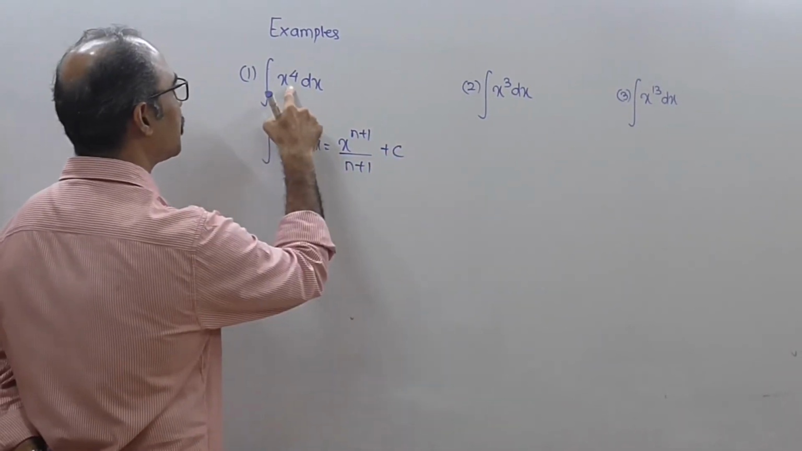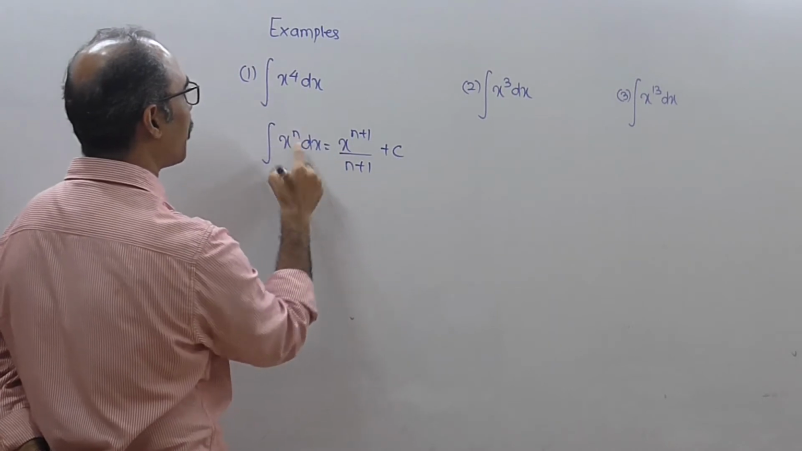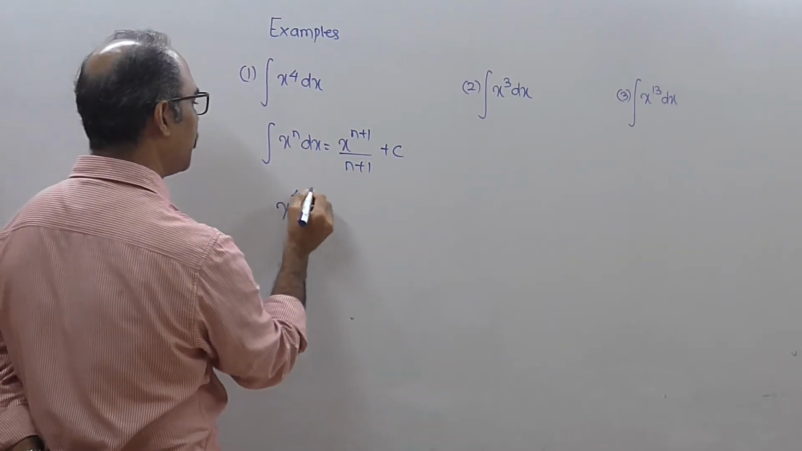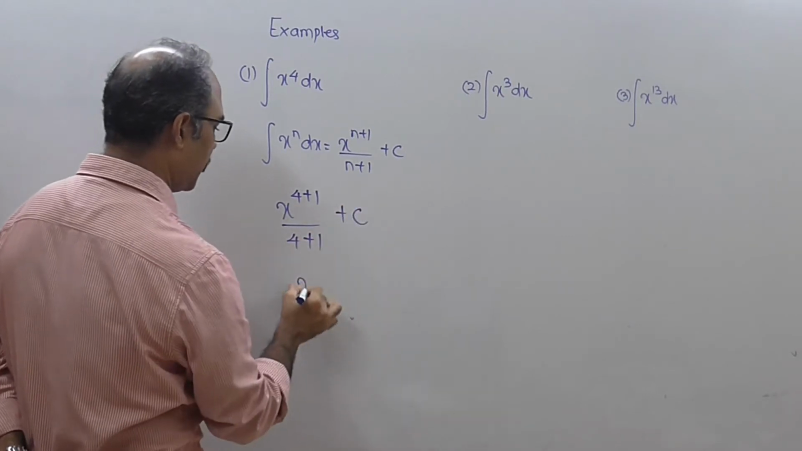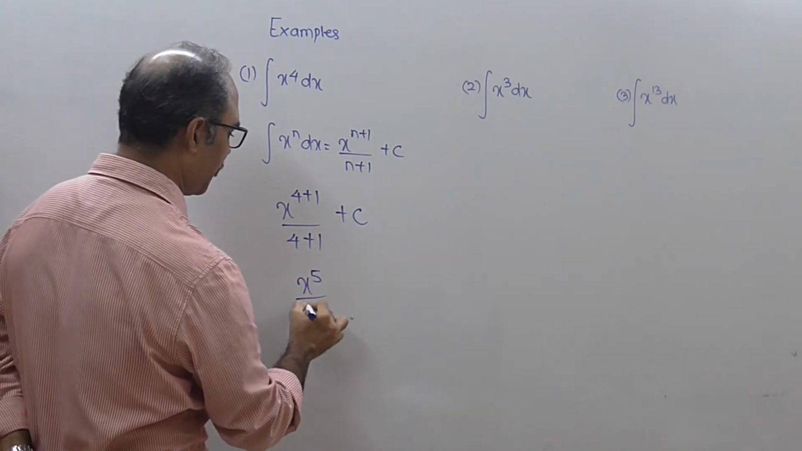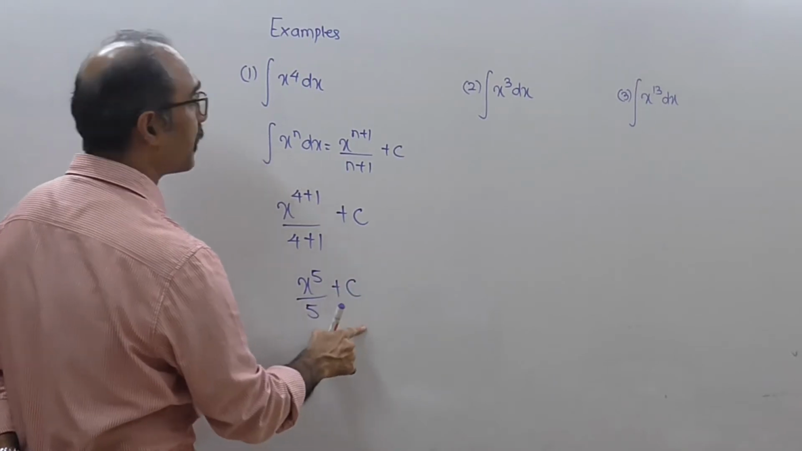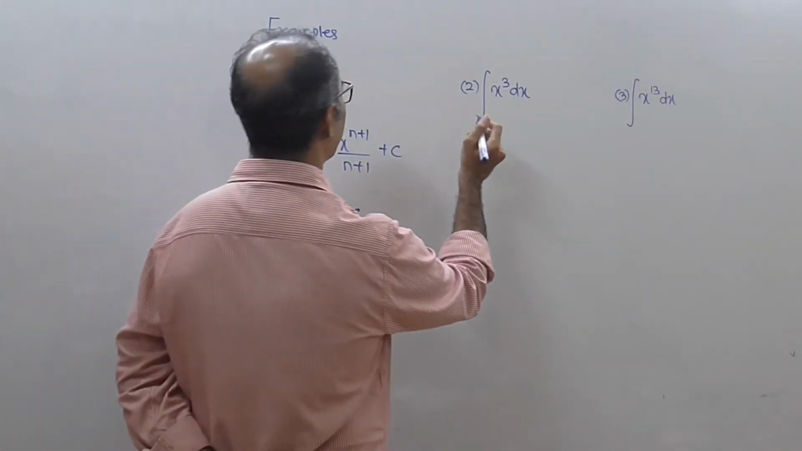So the answer for this will be, x raised to 4 is in the form of x raised to n. Therefore the answer will be x raised to n plus 1 upon n plus 1 plus c. Therefore the answer will be x raised to 5 upon 5 plus c. Let's go for the second example.